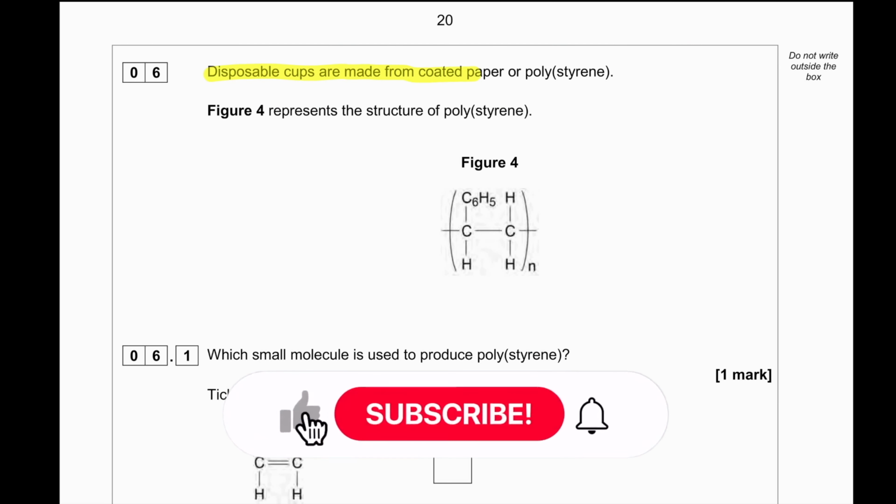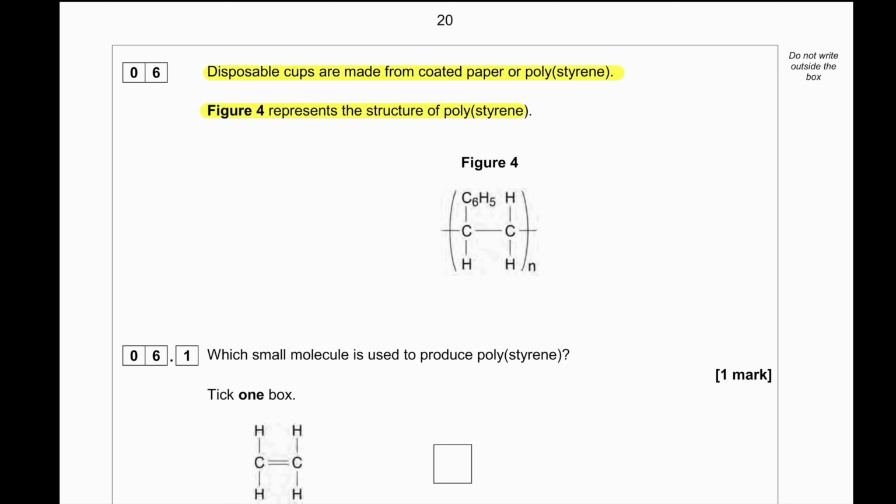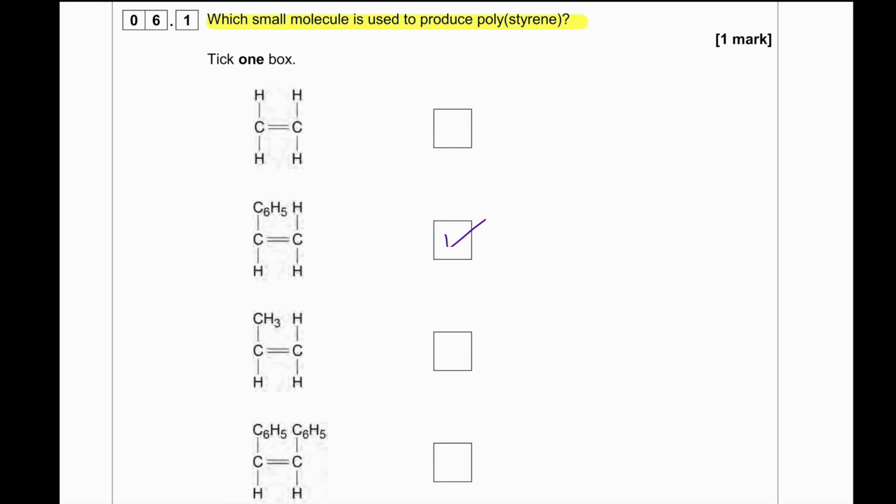Disposable cups are made from coated paper or polystyrene. Figure 4 represents the structure of polystyrene. You can see the structure of polystyrene over here. Which small molecule is used to produce polystyrene? To make the monomer from the polymer, we'll have to remove these two hands on the sides and make a double bond between them. So B is the correct answer.